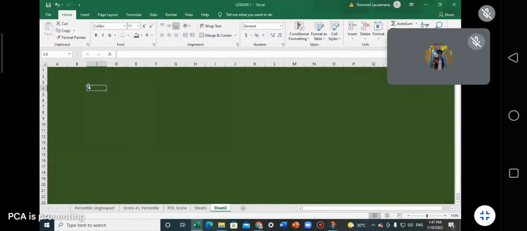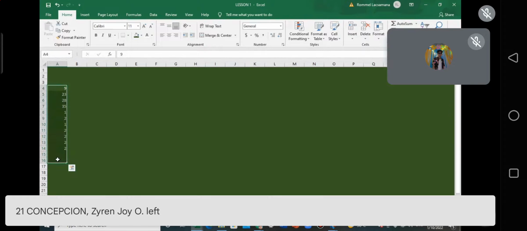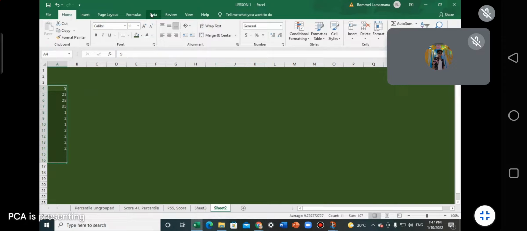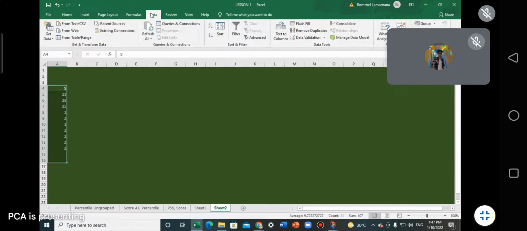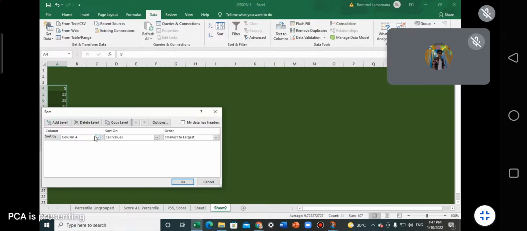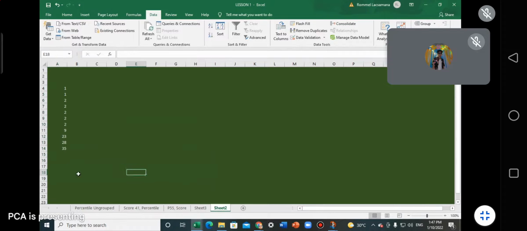9, 23, 28, 35, etc., for instance. And then I'll encode all the scores. And then for this one, it will be easily arranged in Excel. Just sort it and then arrange it, smallest to largest, from lowest to highest. Okay, it will be like that.